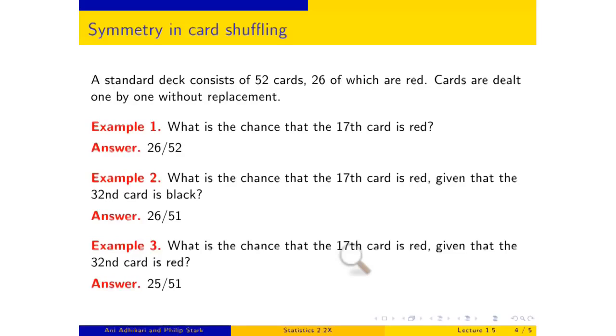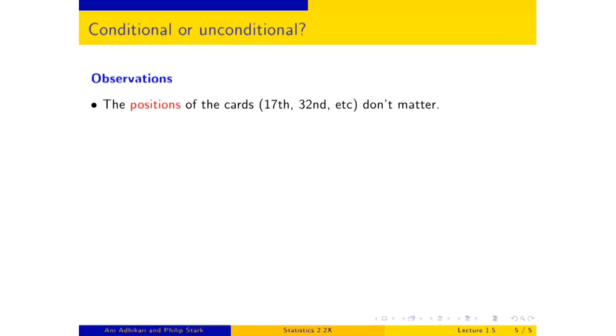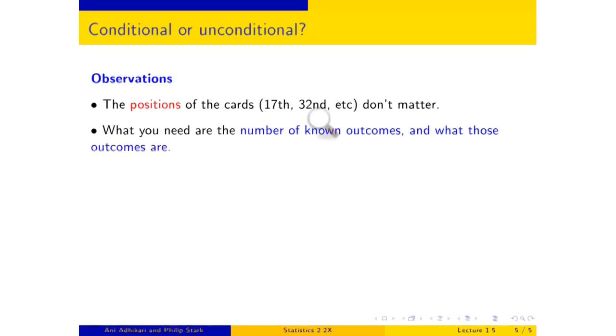And so to summarize what's happened here, let's make the main observations. When you're talking about probabilities of cards appearing in certain positions, the particular positions don't matter. What matters is how many cards you know about. When you know about the card in position 32, that it's in position 32 hardly matters. What matters is you know about one card, and so that drops one card from your deck.